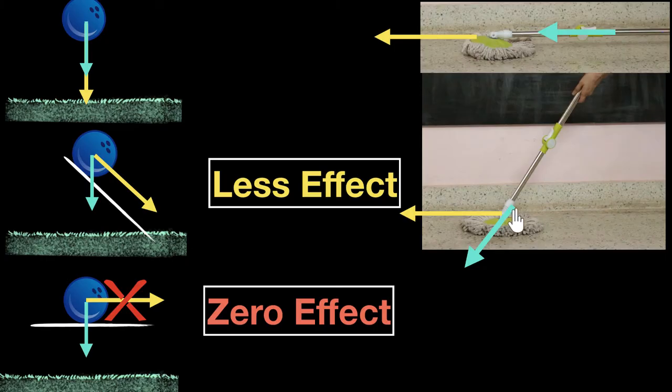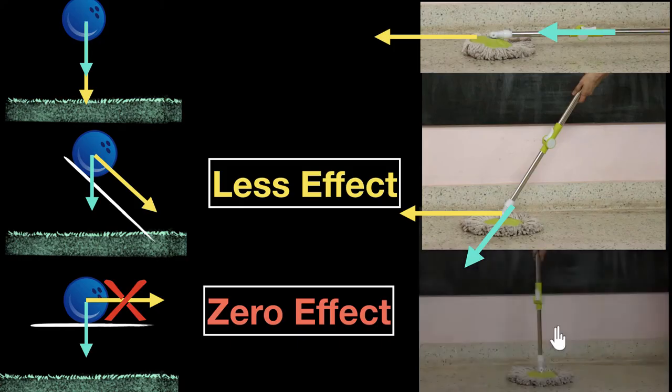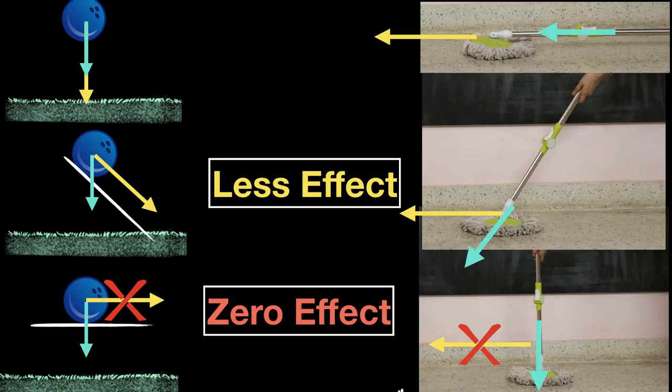But again, you might agree that over here, the effect is a little smaller because now the mop will not accelerate as much as it accelerated in this case, right? So the effect has reduced. And eventually, if you push the mop straight down, now you'll see it has absolutely no effect in the horizontal direction. So this force has zero effect in this direction.